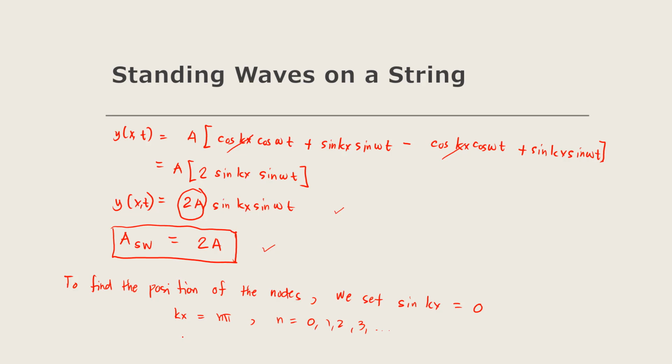Okay, so here the position of the nodes is at n pi over k, where n is again equal to 0, 1, 2, 3, and so on. So these are the locations of the nodes. Now we have to take note that unlike a traveling wave, a standing wave doesn't transfer energy from one end to the other.